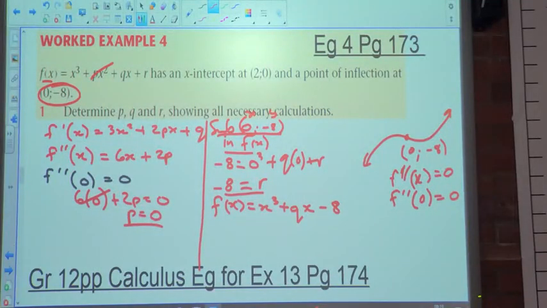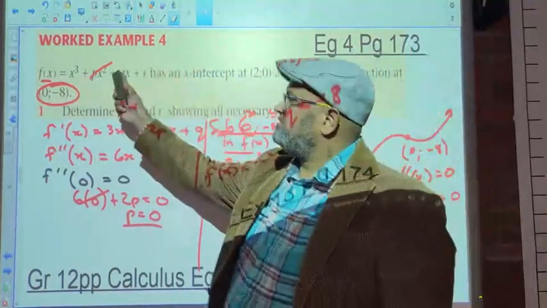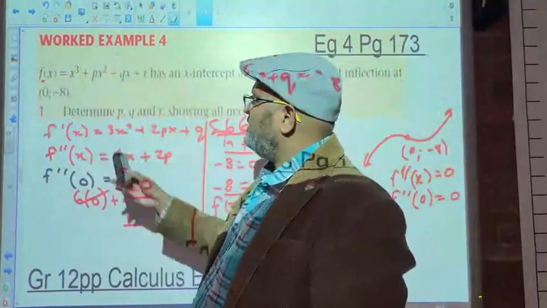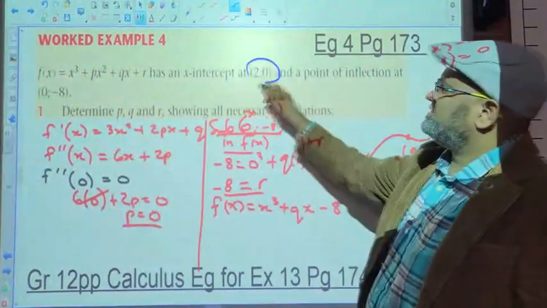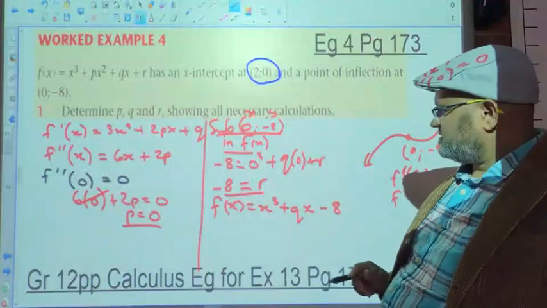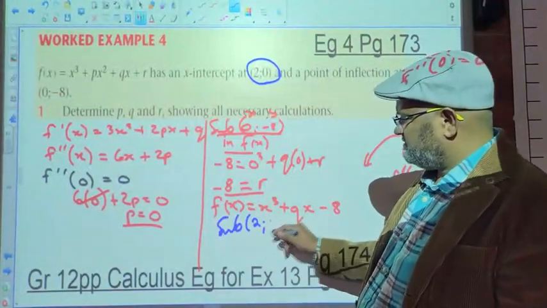So how many items are there still? There's one more unknown, not so. So how many points do I still need? I need just one more point that was not used yet. And what point is that? It's the x-intercept, which is 2 and 0. Not so. We're going to substitute 2 and 0.